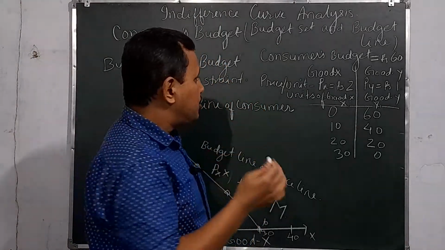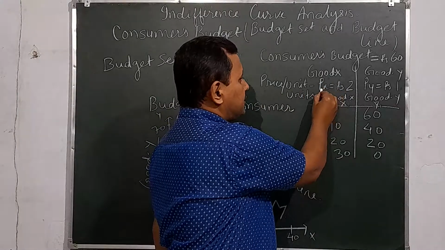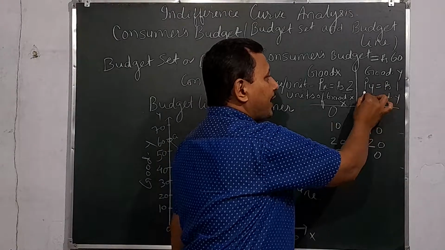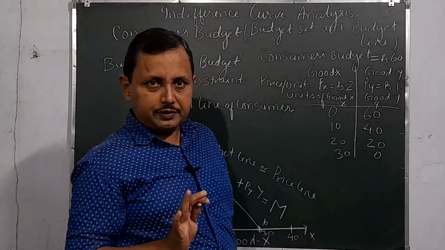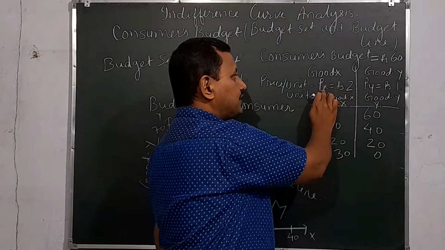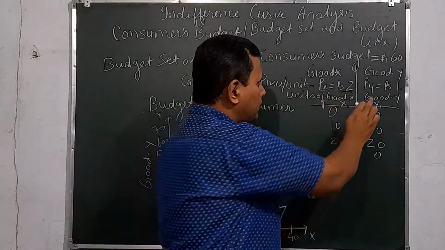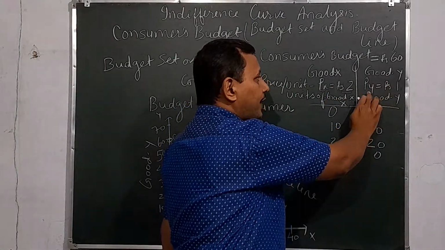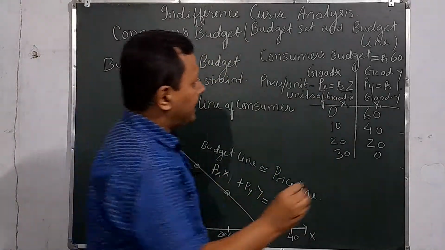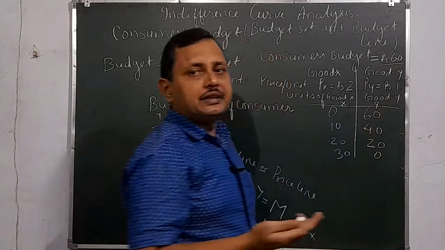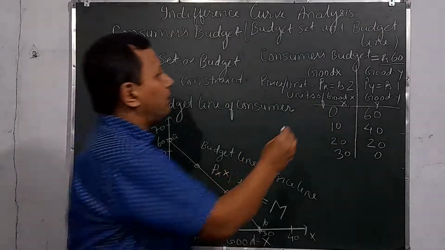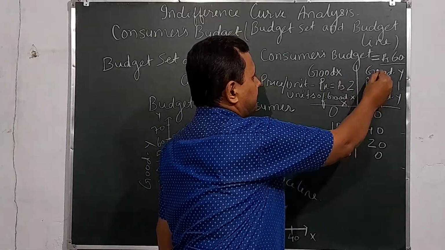Here we have assumed the price per unit of good X is Px, which is rupees 2 per unit, and the price of good Y, Py, is rupees 1 per unit. I have taken the consumer's budget as rupees 60. So the consumer is allocating his rupees 60 on the purchase of good X as well as good Y.